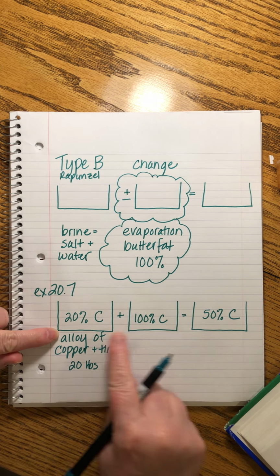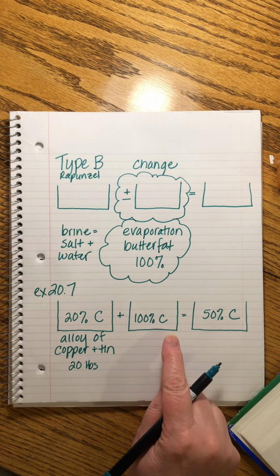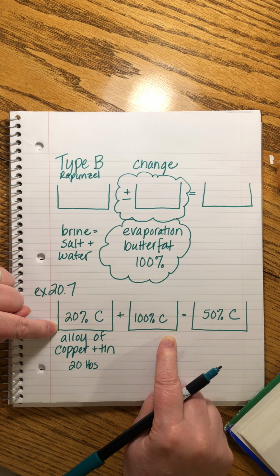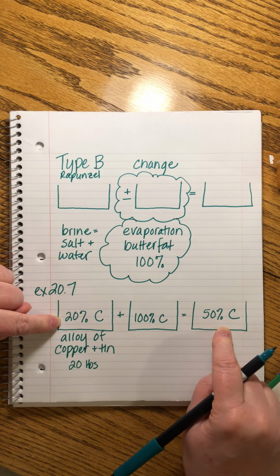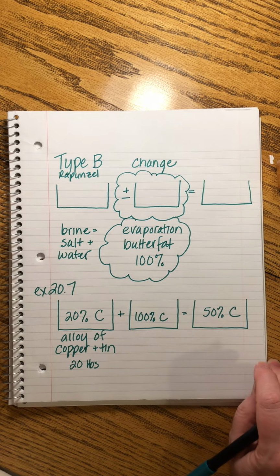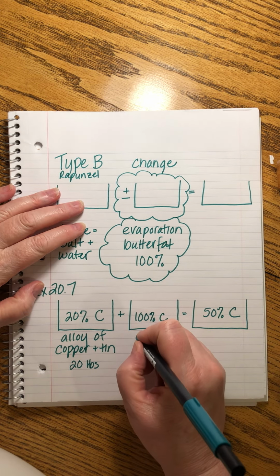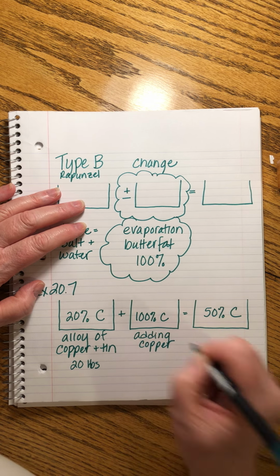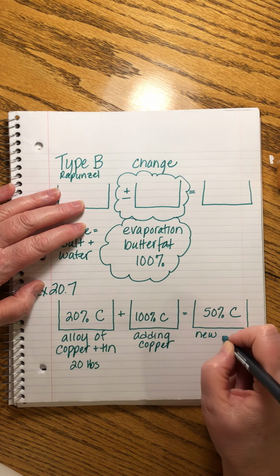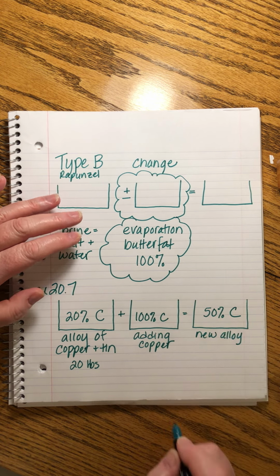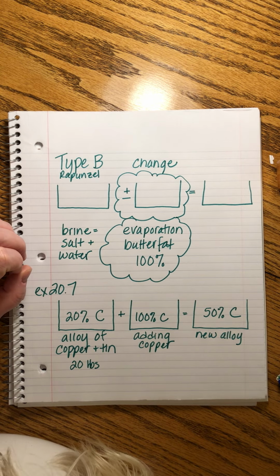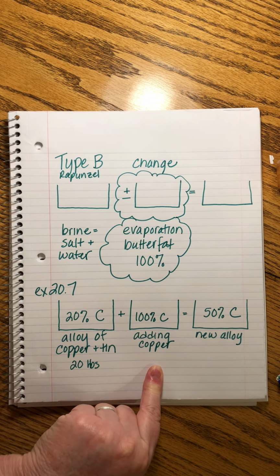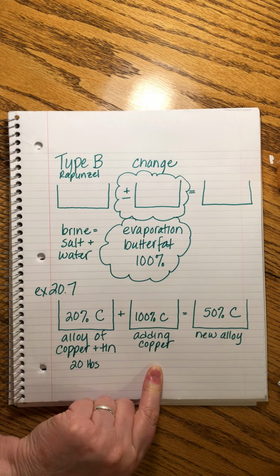Okay. You could see this as a type A, but to me it's a type B because we're adding one thing to the original mix to make it stronger. So this one is a little bit different. So what are we doing here? We're adding copper. And then this is the new alloy. Okay, and John wants to know how many pounds of copper must be added to get a new alloy that is 50%. Okay, so we've got all that.